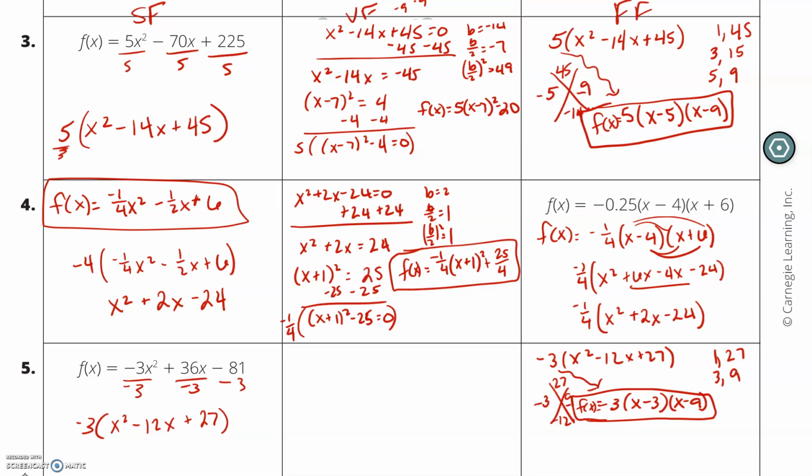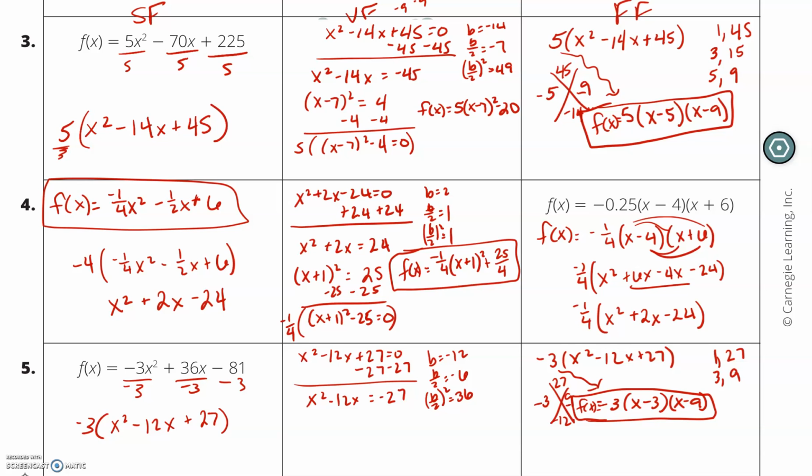We already took out that leading coefficient, so we can just get started with what we have left. We're going to take that 27 over, and we have x squared minus 12x equals negative 27. B equals negative 12. B divided by 2 would be negative 6. And B divided by 2 squared would be a positive 36. So 36 is what we're going to add to both sides.